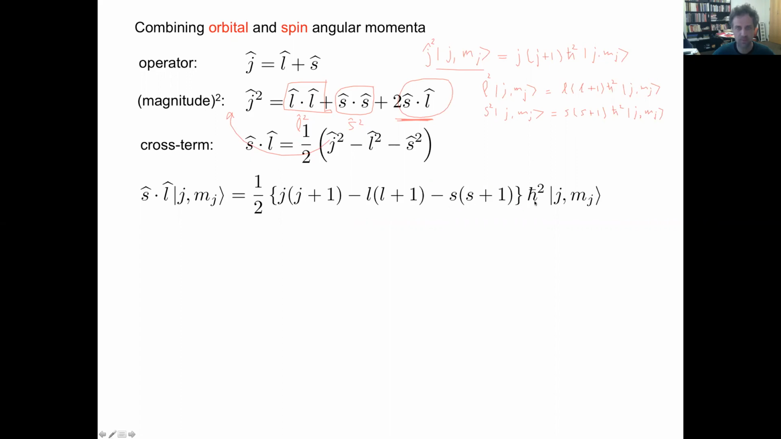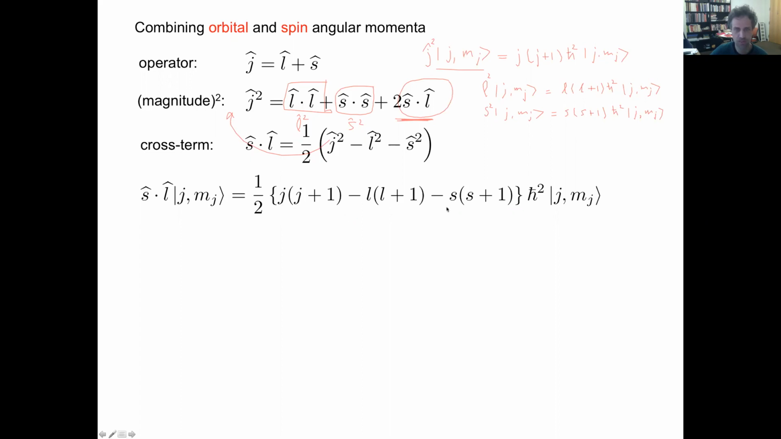So the important note here is that the eigenstates for J are also eigenstates for L squared and S squared. So I have now a pretty nice result, because all these numbers here, J, L, and S, are not operators. They are just values. They're basically quantum numbers that are associated with the operators.